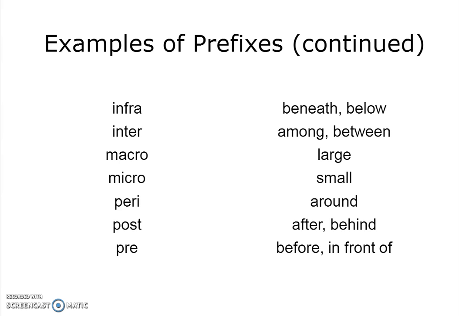Here are more examples of prefixes and their meanings. Infra means beneath or below. Inter means among or between. Macro means large. Micro means small. Peri means around. Post means after or behind. Pre means before or in front of.